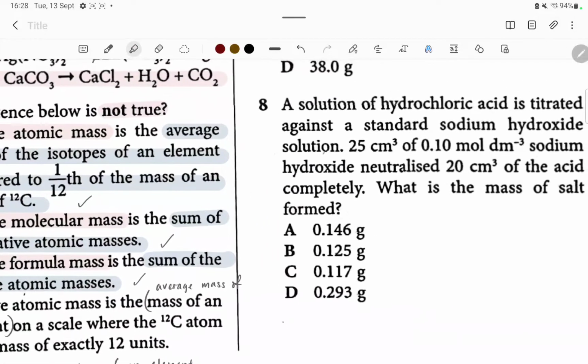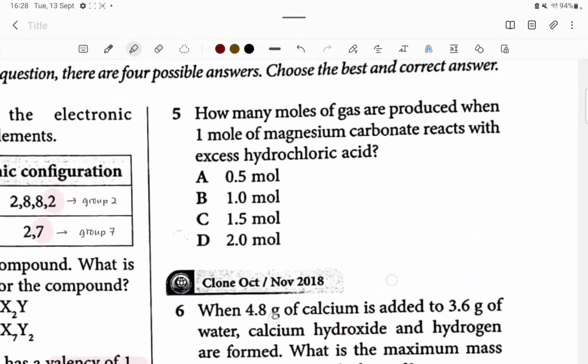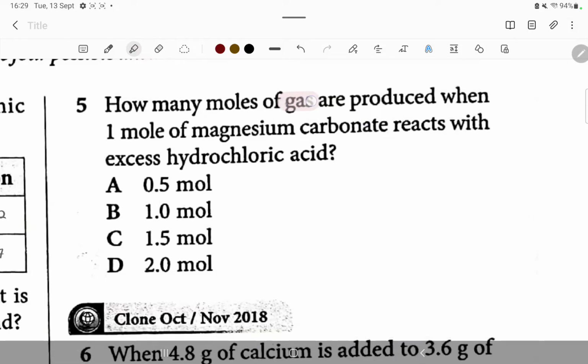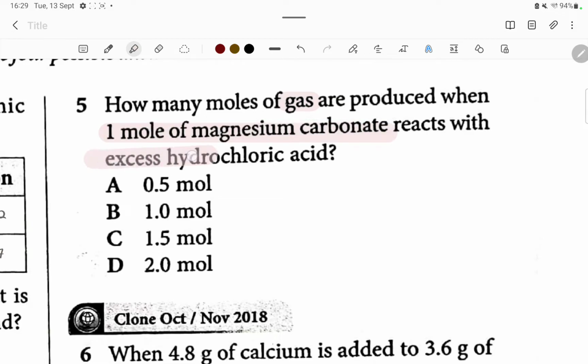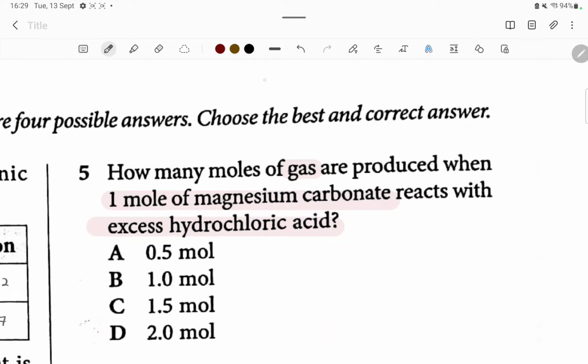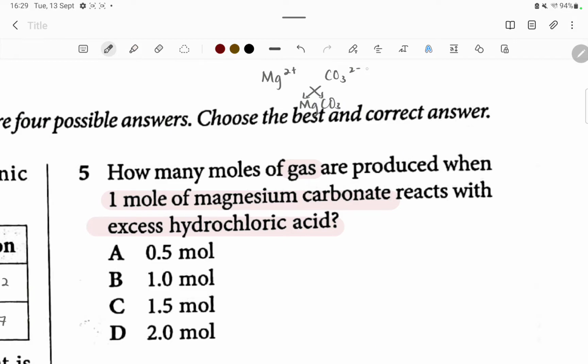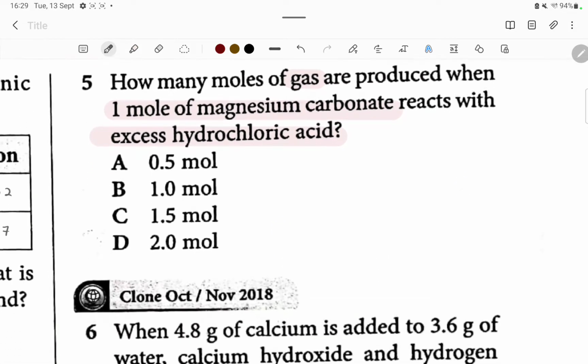Okay, let's look at number 5. How many moles of gas are produced when 1 mole of magnesium carbonate reacts with excess hydrochloric acid? So, magnesium carbonate: Mg, we know that it's Mg2+, carbonate, CO3 2-. So when you cross them, you will get MgCO3, because 2+ and 2- cancel out each other.